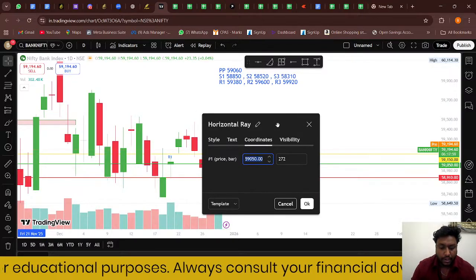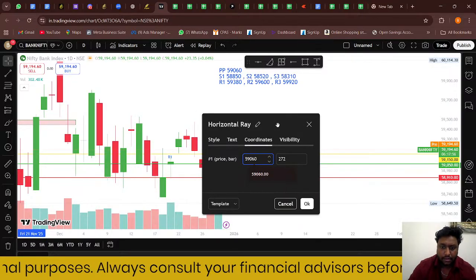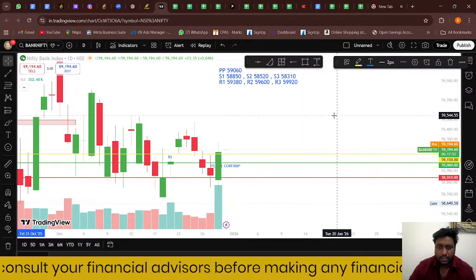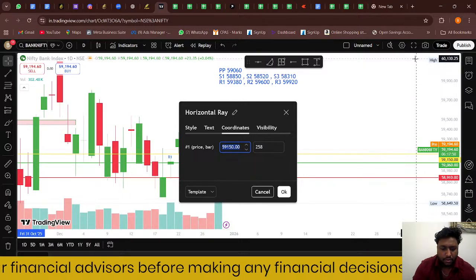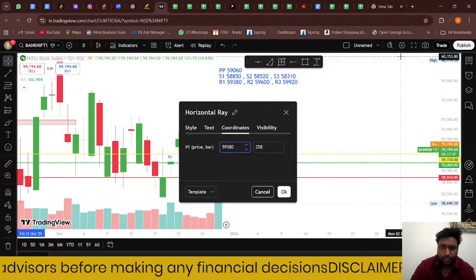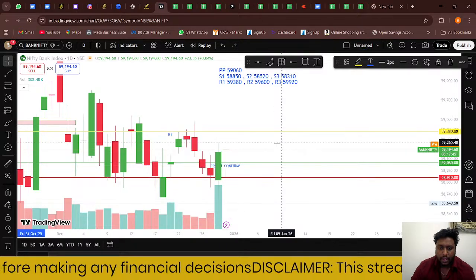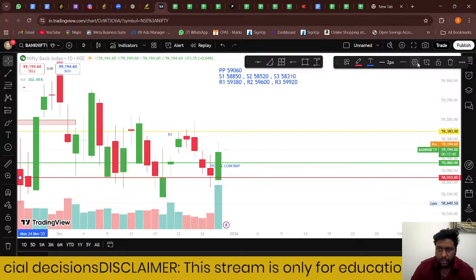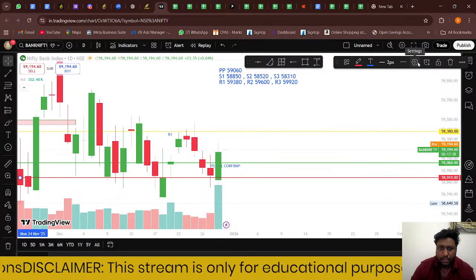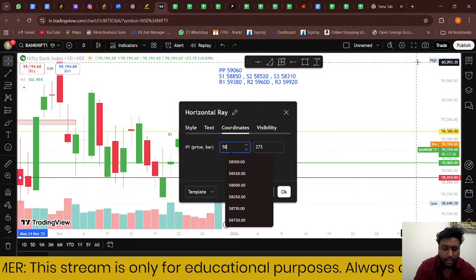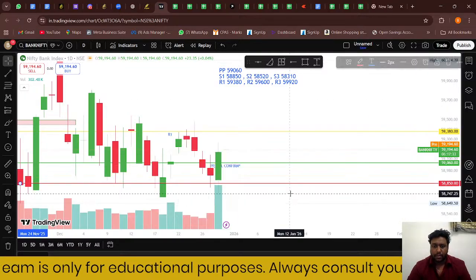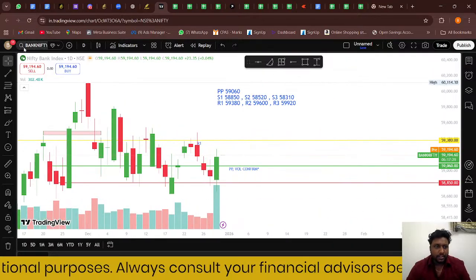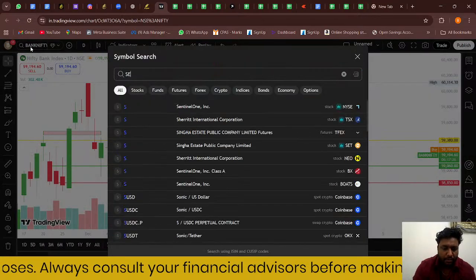So pivot at 59,060. First resistance at 59,380. And the first support is at 58,850. 58,850 will be the first support. So these are the levels with respect to Bank Nifty. We will come and discuss this again after we set up Sensex levels as well.